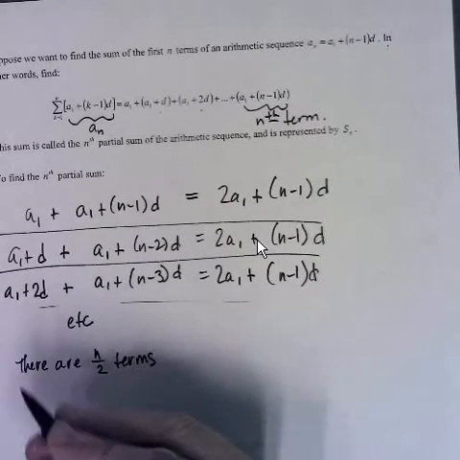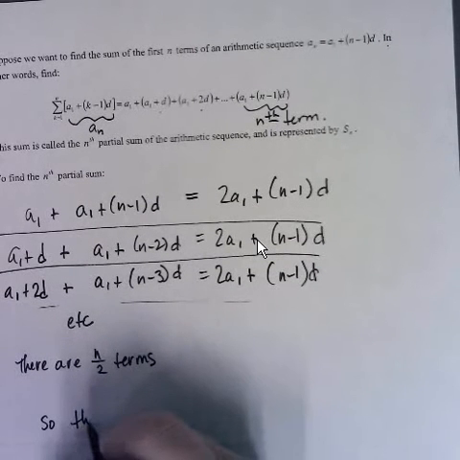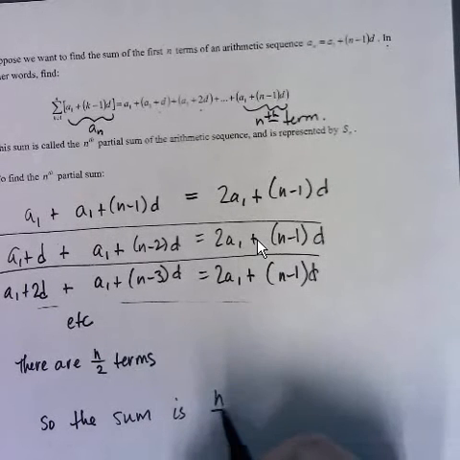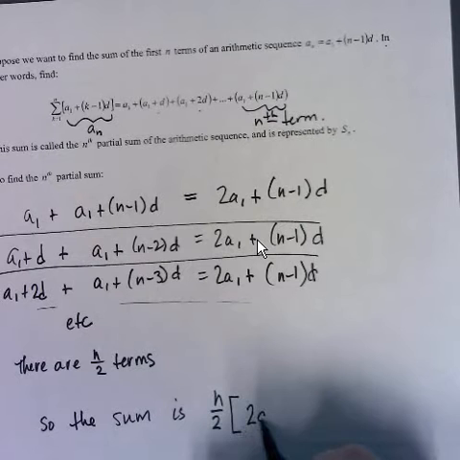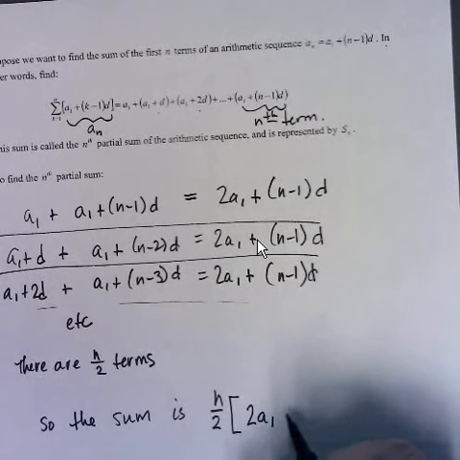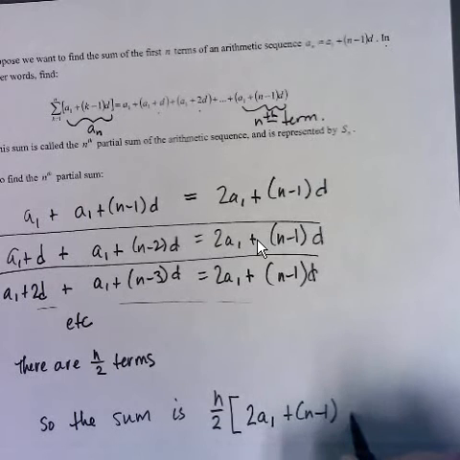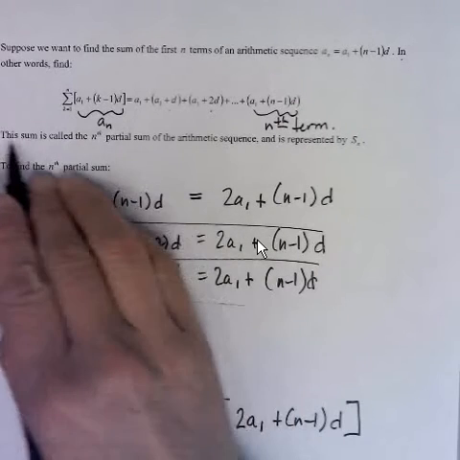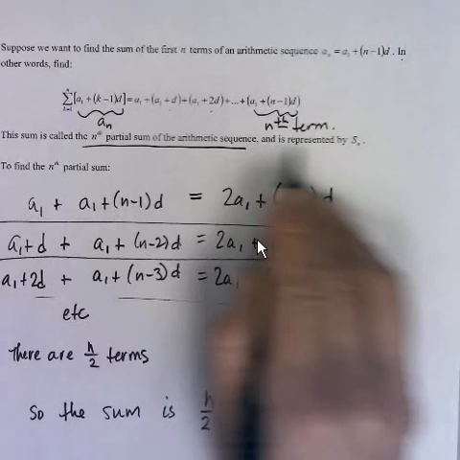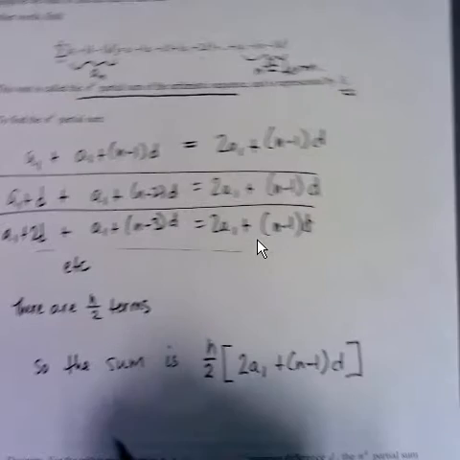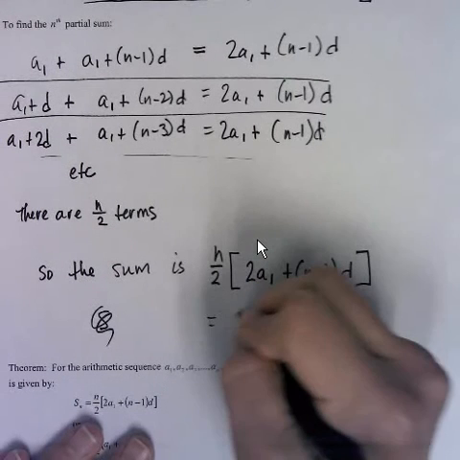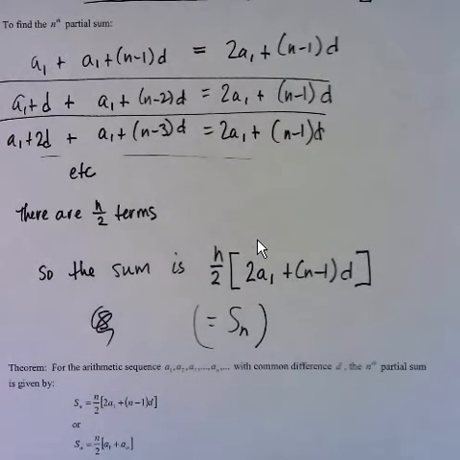So the sum is n over 2 times 2a, these numbers. There's 2a sub 1 plus n minus 1 d. And we denote this, I mentioned it here, but I didn't talk about it. This is the nth partial sum of the arithmetic sequence. It's denoted as S sub n. Well, I won't write it again because it's right here. That equals S sub n. So this is the formula we derived.